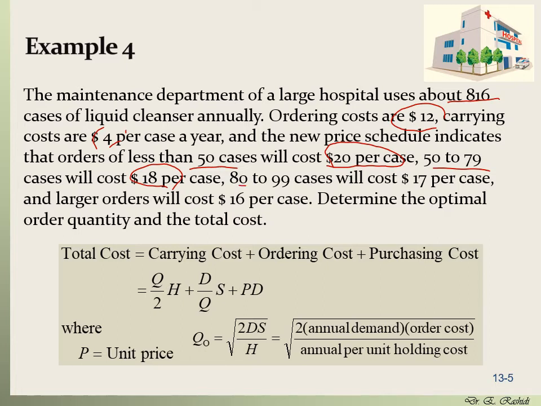If they order between 80 and 99, they're going to get another $1 discount, and the purchase price would be $17 per case. And if they purchase more than 99, which is 100 and more, they're going to get another discount, and the purchase price would be $16 per case. Determine the optimal order quantity and the total cost. So please hold on, pause, and work on the problem. Try to solve the problem, and after you are done, come back to see the solution.